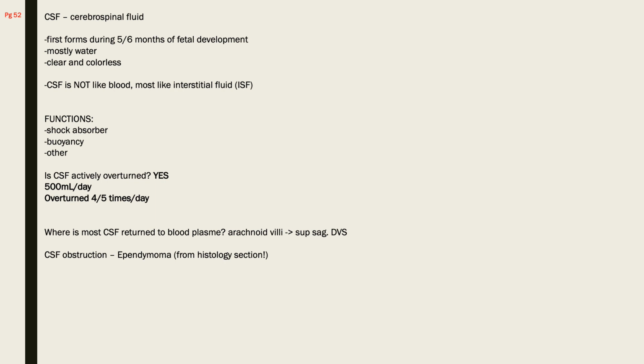The bottom of the page just goes over production of CSF. You should be familiar with choroid plexuses. 78% is secreted by choroid plexuses. I would just be aware of the big picture there that the active process is the choroid plexus secreting CSF. I'm going to turn the page.